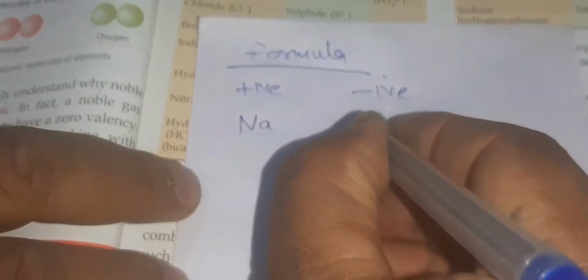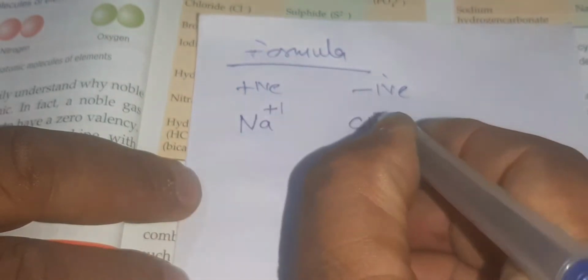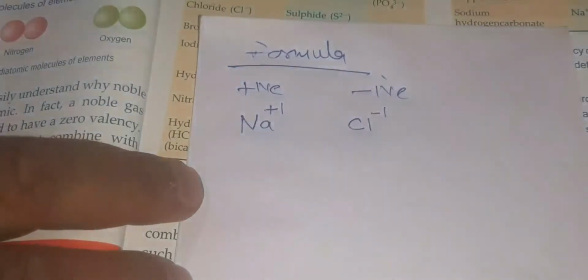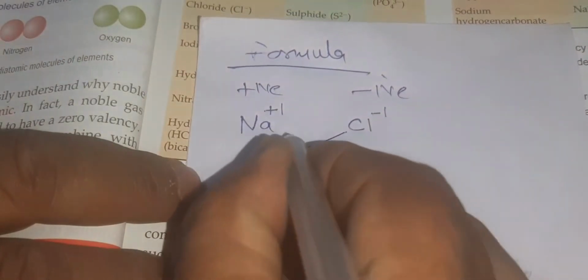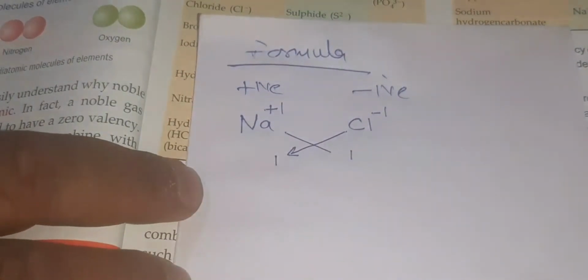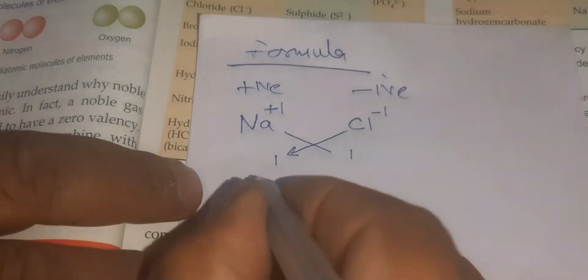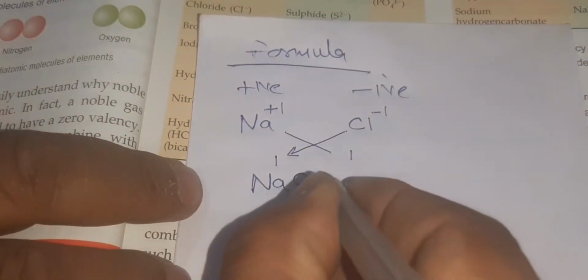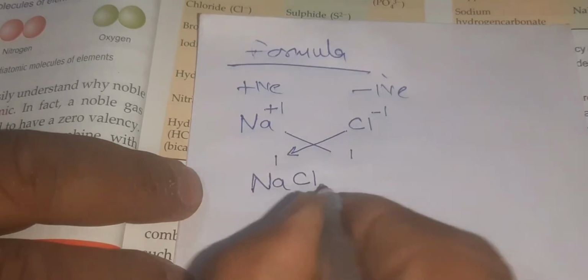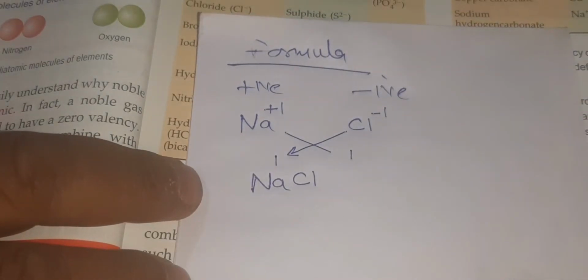For example, I want to form the compound sodium chloride, Na and chlorine. Sodium has plus 1 charge, chlorine has minus 1 charge. Now in this case, chlorine will give its valency to sodium, and sodium gives its valency to chlorine. So what is formed? NaCl. As they got 1, we don't write the number.